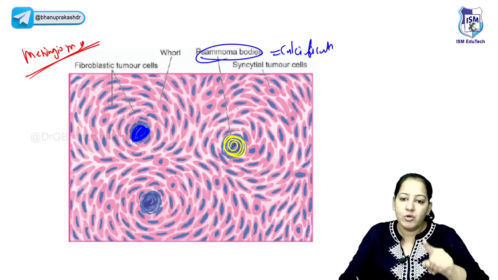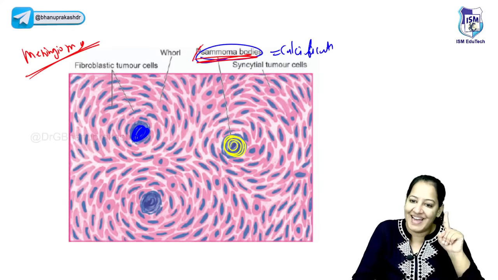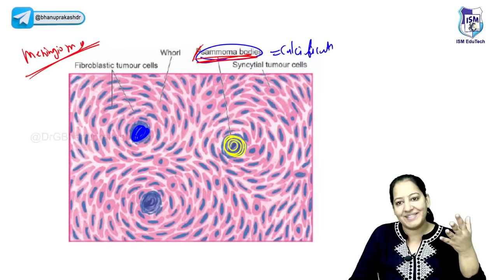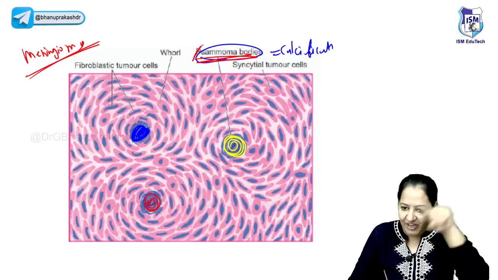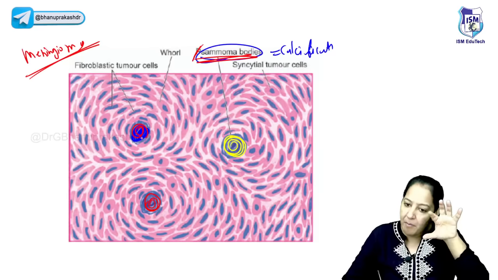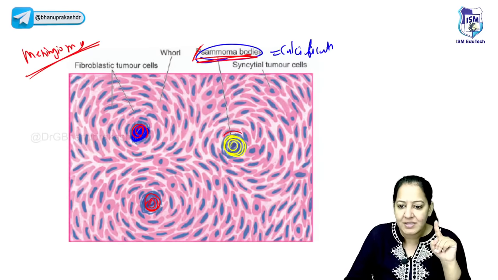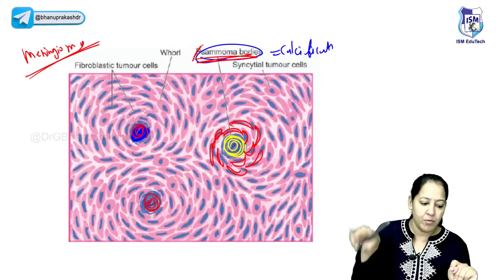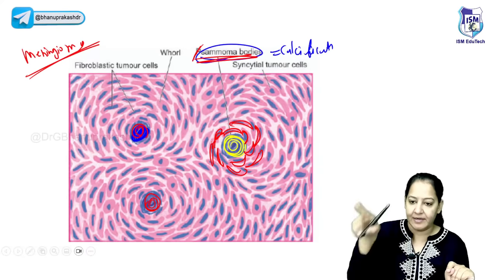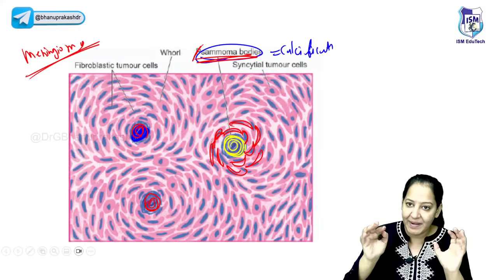The P is silent. Don't call it pammoma, call it psammoma bodies. In the psammoma bodies, the calcification is in whorls. So the psammoma body is present at the center, and the tumor cells are spindle shaped. You can see these are spindle shaped tumor cells, and they surround the psammoma bodies like this.